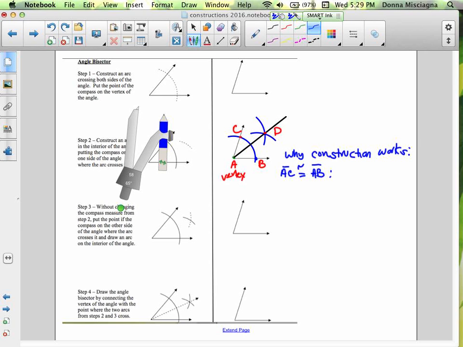First of all, AC is congruent to AB, and that is because all radii of a circle are congruent. And those are just radii of the same circle, right? We drew the circle from point A. All radii of a circle are congruent.